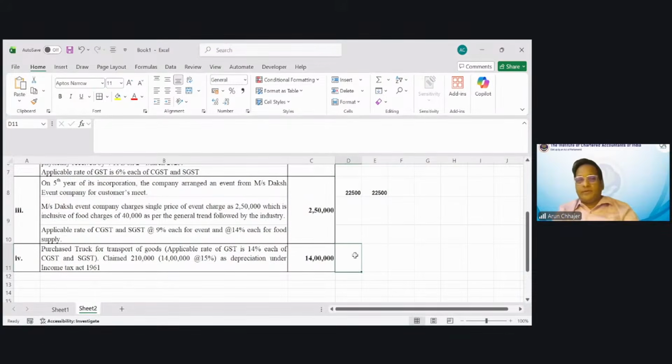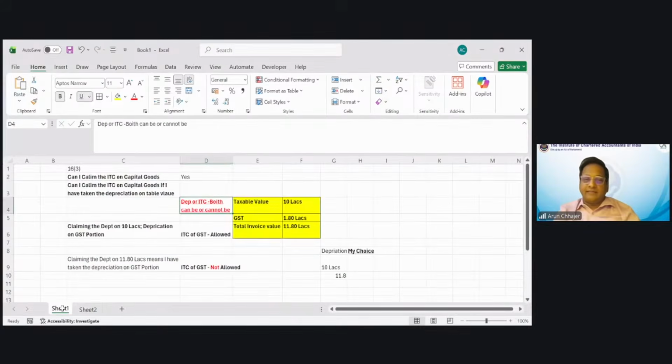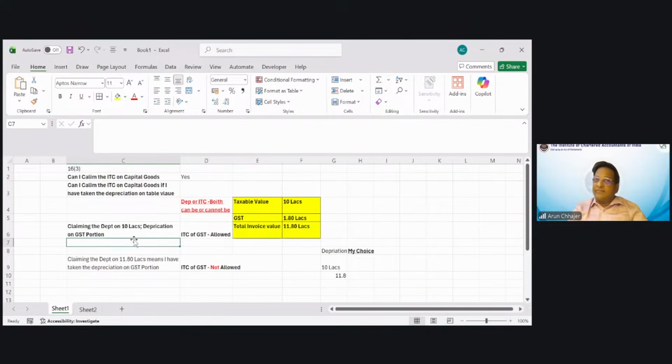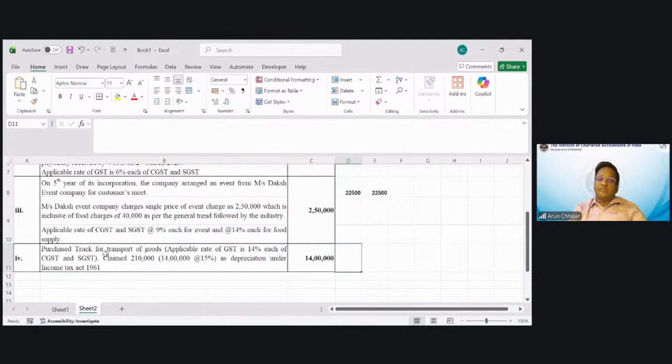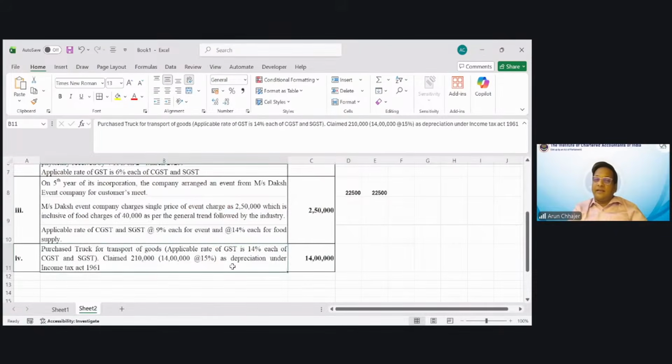Kuldeep, do I need to explain again? See, if depreciation or ITC both are allowed, yes, allowed. Check where the depreciation has been claimed. If depreciation has been claimed on the taxable value, you can take the ITC. If the depreciation has been claimed on the total value, you cannot take the ITC. In this question, he has purchased the truck and claimed the depreciation on which portion, which amount?